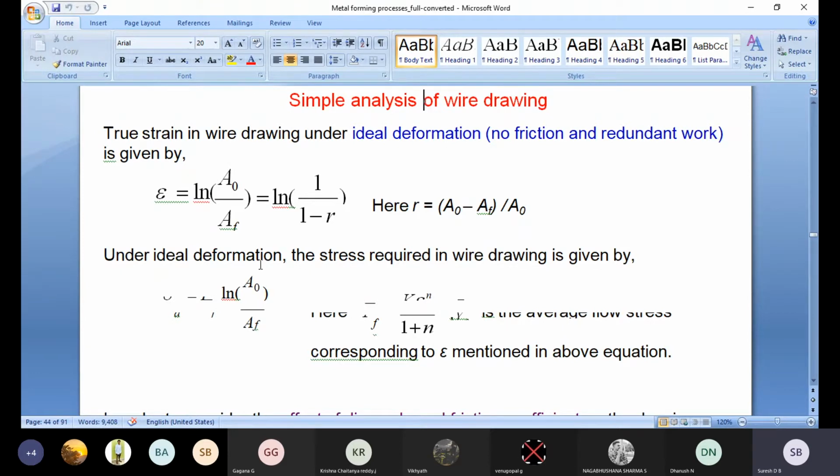True strain in wire drawing under ideal condition. Ideal condition, you already know, means without friction or without any redundant work; that one is called ideal deformation. In the ideal case there is no friction or no sliding between the die as well as the workpiece material. Some small friction is created between the die and the workpiece material, but you can neglect that smaller friction for analysis of any drawing process.